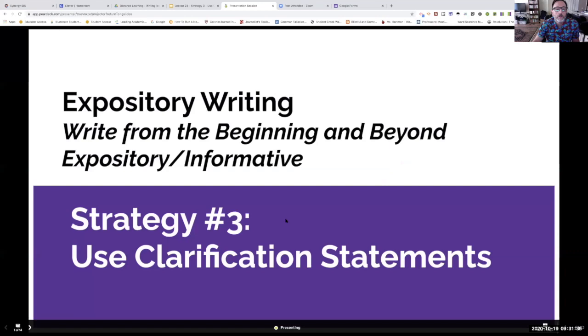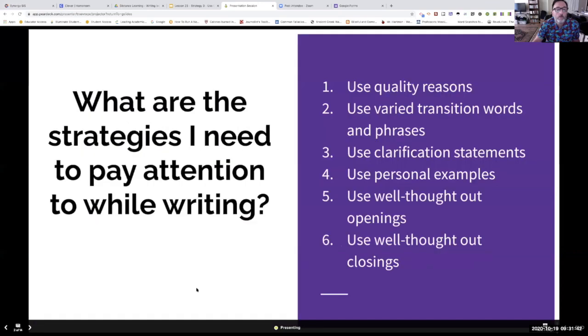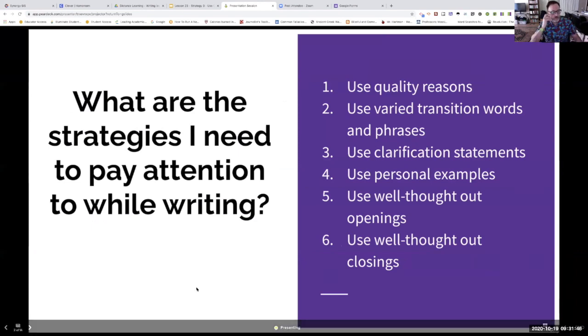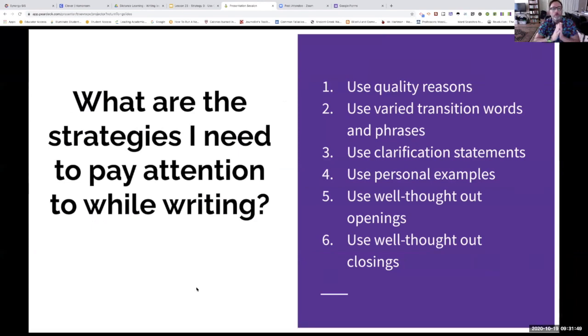Okay, so we're going to talk about clarification statements today. But before we do that, let's go back to what are the strategies that we've been talking about and that we should pay attention to while we're writing. The first one, of course, is quality reasons. So if we're looking at those middle 3 paragraphs of a 5-paragraph essay, we want to make sure that we're using quality reasons that aren't too similar. We want to make sure that each of those reasons is unique.